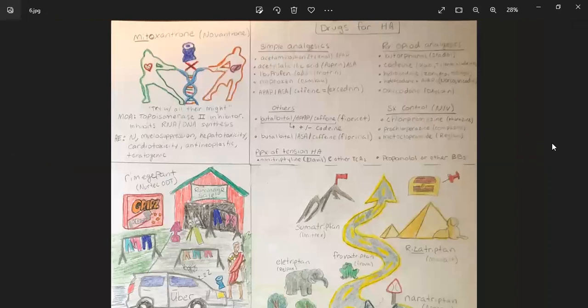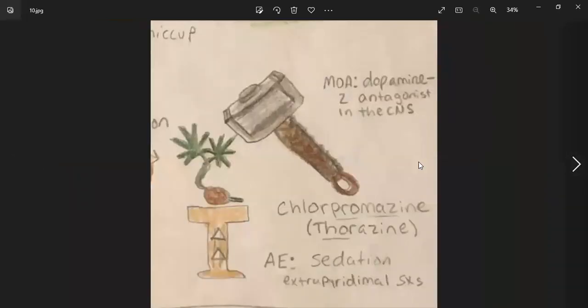For the symptom control, so we have Thorazine, Compazine, and Reglan. So this is Thorazine. So this is Thor's hammer. It is a dopamine 2 antagonist. So that's why there's 2 dope leaves here. Dopamine 2 antagonist. It's got to be smashed, so antagonist. And then adverse effects are sedation and then extrapyramidal symptoms. So I have these little pyramids on here for pyramidal.